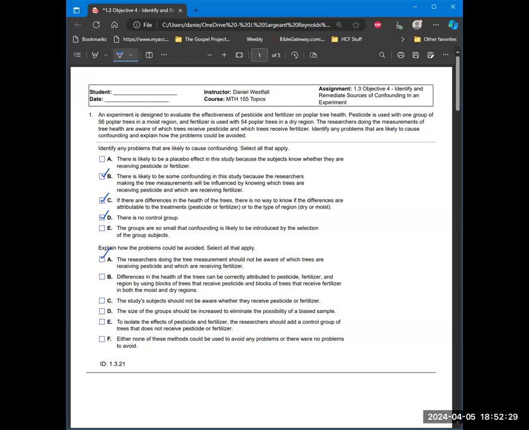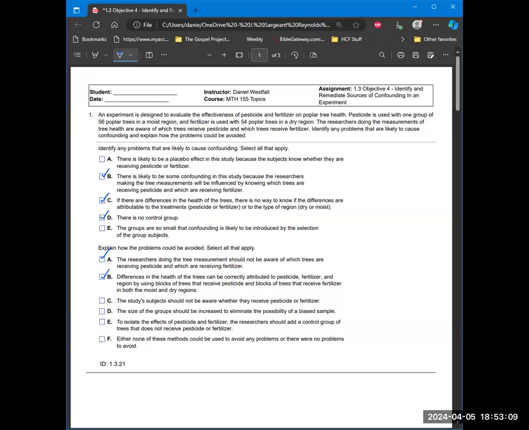B says differences in health of trees can be correctly attributed to pesticides, fertilizer, and region by using blocks of trees that receive pesticides and blocks of trees that receive fertilizer in both the moist and dry regions. That's true. So we should mix it up a little bit and not have all pesticide in the moist region and all fertilizer in the dry region. We should get some trees in the moist region that get fertilizer, some that get pesticide, and some in the dry region that get fertilizer, and some that get pesticide.